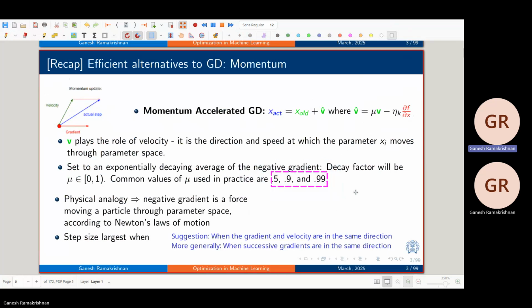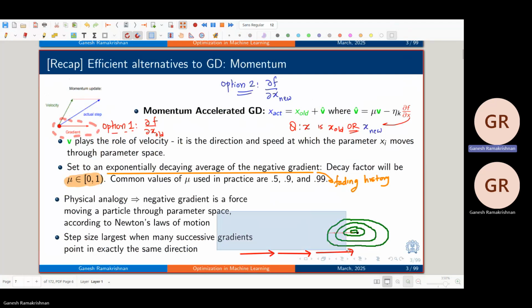As I said, it has to be between 0 and 1. And the step size is largest when successive steps are aligned, right? That's what we were trying to show here. When you start here, then the successive steps will get aligned. Now, instead of working hard on the step size, we were working hard on the direction. And the step size became an outcome of accumulation of these step directions across iterations.